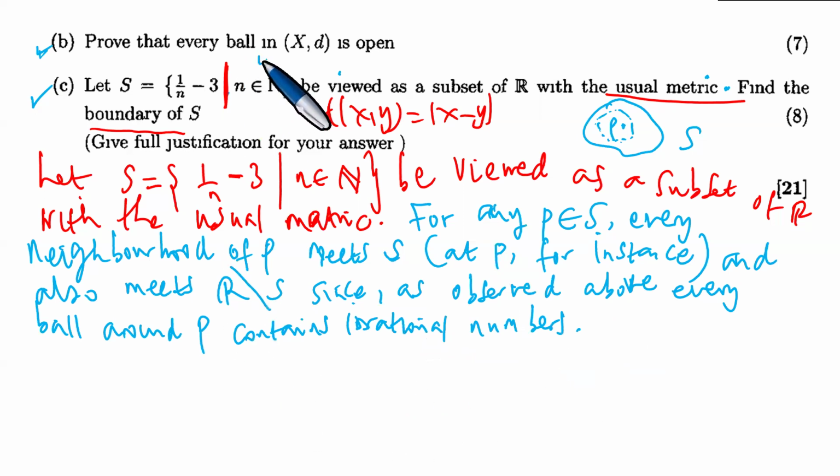Since, as observed above here, every ball around P contains irrational numbers. Why? Well, because this set contains some 1 over n minus 3. If n is 1, what is 1 over 1 minus 3? It's minus 2. Now if P would be minus 2 and you take an open ball around minus 2 on the real line, surely to the left and the right of minus 2 you'll find some irrational numbers. So that is true, indeed we find some irrational numbers.